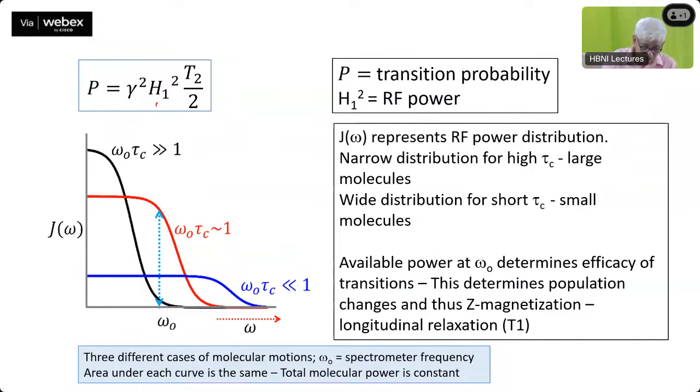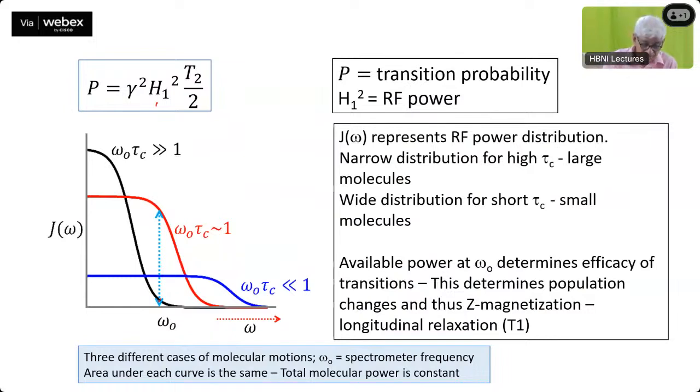Suppose my omega naught is here. My spectrometer frequency is here. Suppose the molecule is such that omega naught tau c is much larger than 1. How much power is available to me? Only this much. Therefore, relaxation will be very slow. Relaxation time will be very high.